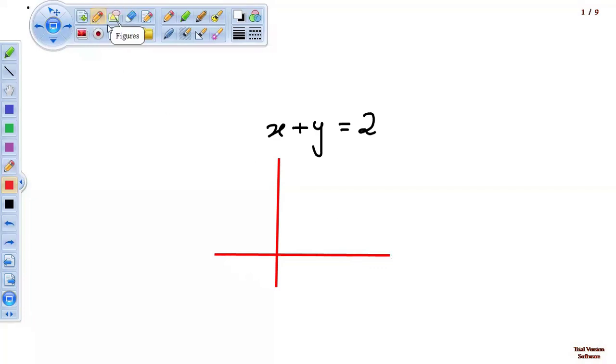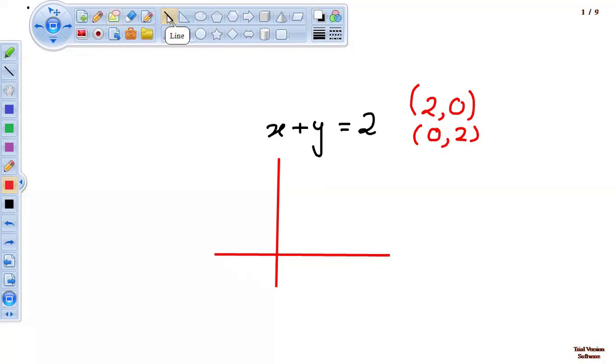We'll just take 2 points. You can take the value of y as 0, so you'll get a point for x. If you take y as 0, a point that satisfies this line will be 2, comma 0. If you take x as 0, you'll get 0, comma 2. Now, these are the 2 points that satisfy this line. We can plot the line with the help of these points.